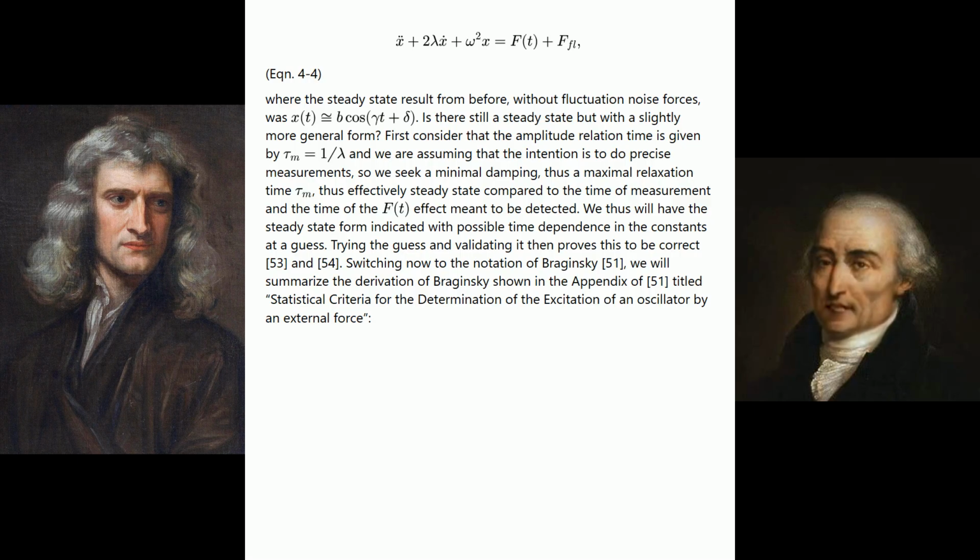First, consider that the amplitude relaxation time is given by tau sub m equals 1 divided by lambda, and we are assuming that the intention is to do precise measurements, so we seek a minimal damping, thus a maximal relaxation time tau sub m, thus effectively steady state compared to the time of measurement, and the time of the F of t effect meant to be detected. We thus will have the steady state form indicated with possible time dependence in the constants at a guess. Trying the guess and validating it then proves this to be correct, and switching now to the notation of Brzezinski, we will summarize the derivation of Brzezinski shown in the appendix titled Statistical Criteria for the Determination of the Excitation of an Oscillator by an External Force.